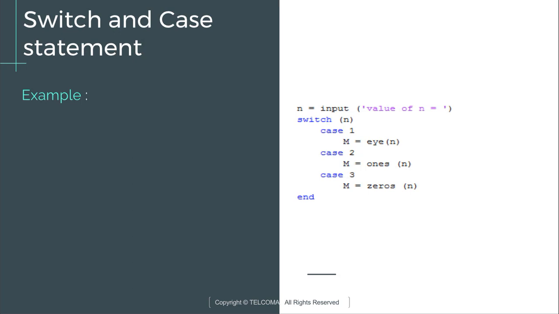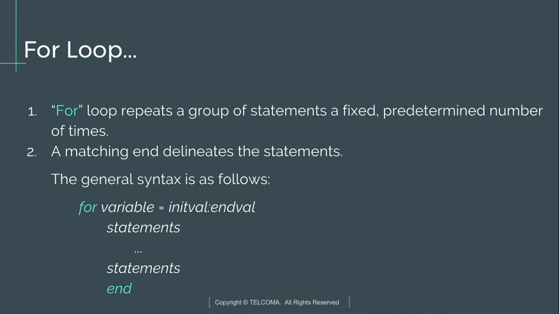I am using n equals input value of n equals. In this case, the command window will ask for some value of n. Then I am using switch n. Case 1, my first case is m equals I of n. Case 2 is m equals ones of n. Case 3 is m equals zeros of n. And end the switch statement. Next is for loop.